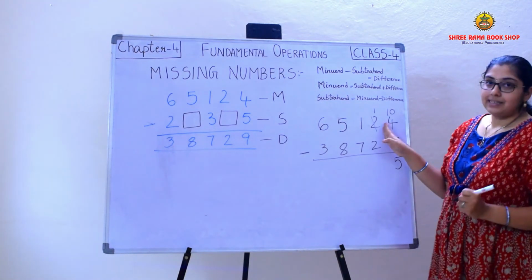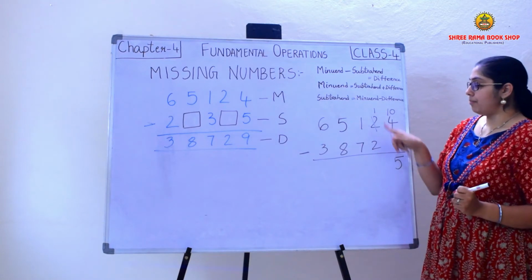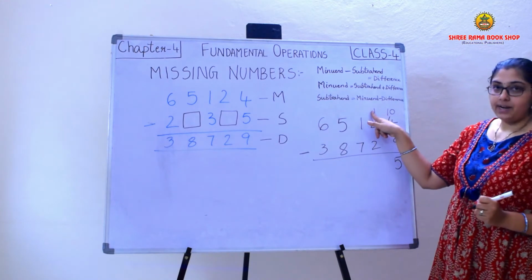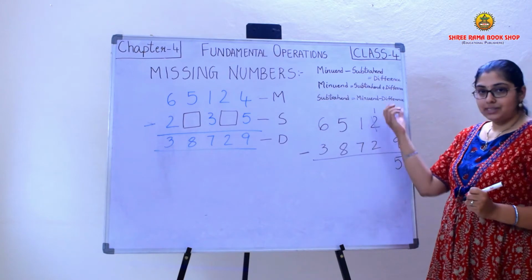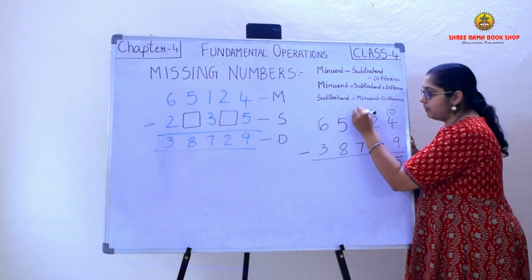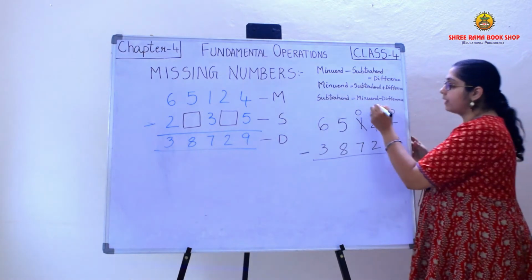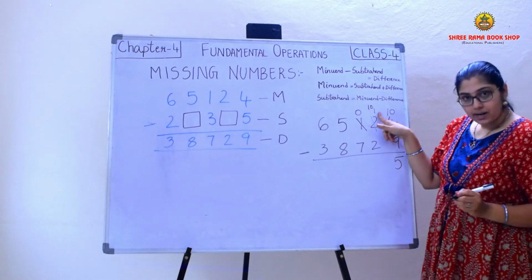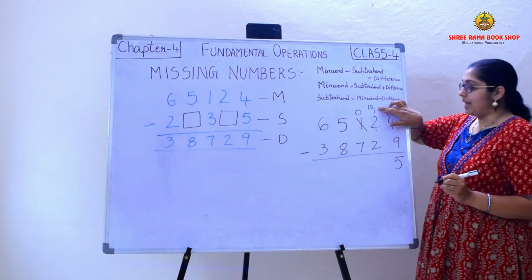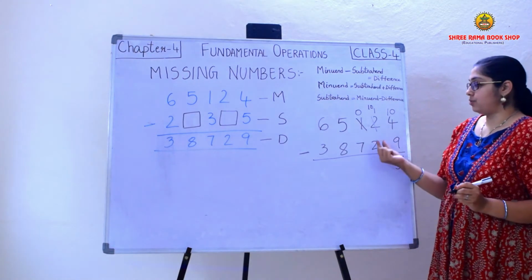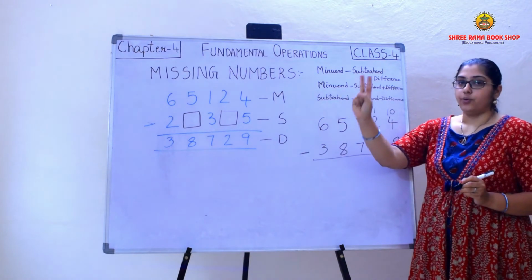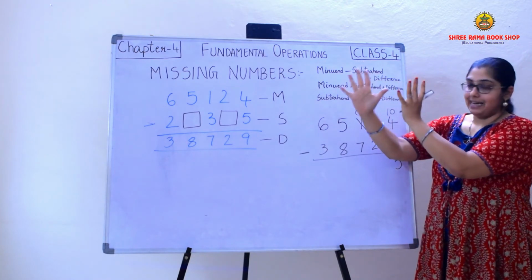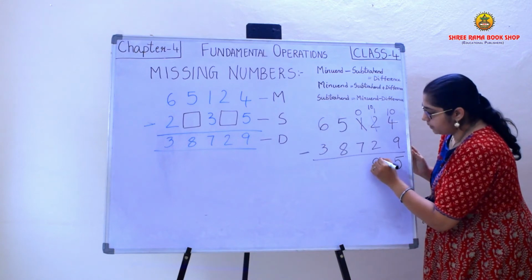Now, coming to the tens column. In tens column, I have 1 minus 2, which I cannot do. That's the reason I need to borrow 100 from the hundreds column to the tens column. So here, it will become 0, right? Here it will become 10 tens. 100 will become 10 tens. So 10 plus 1, 11 minus 2. So 11 minus 2 I need to do now. So 11 minus 2, how will I do after 2? 3, 4, 5, 6, 7, 8, 9, 10, 11. So the answer is 9. So I will write 9 over here.